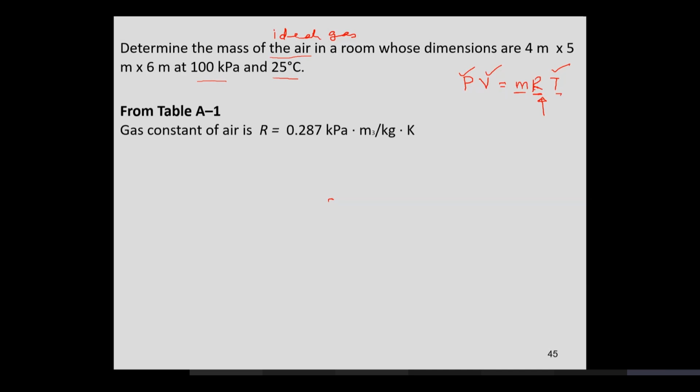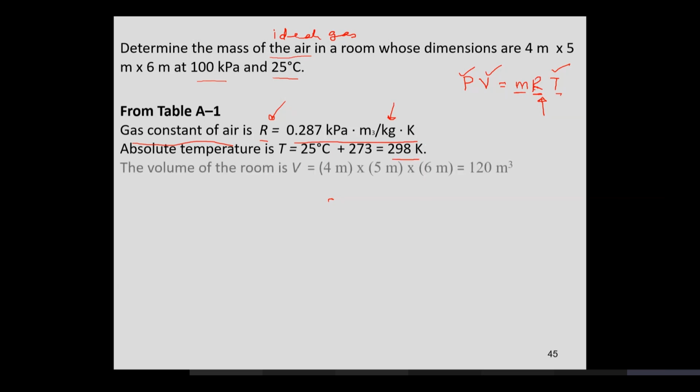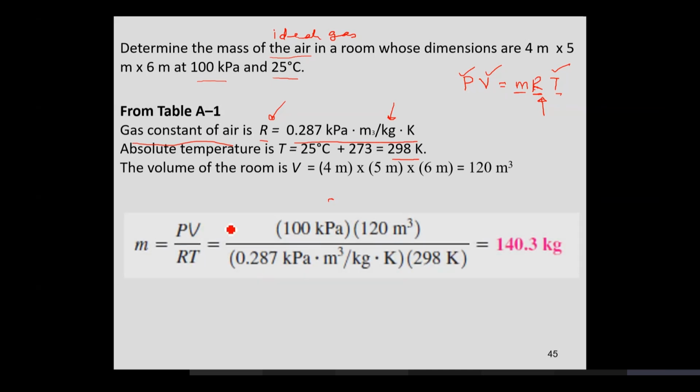So table A1, you would go and find out the gas constant of air, which is R equals 0.287 kilopascal meter cube per kg per Kelvin. Why are you taking it in kg? Because you are taking the specific gas constant for air. So now the absolute temperature is 25 plus 273, which is 298 kelvins, and the volume is just the multiplication of the three dimensions, and the pressure is 100 kilopascal. Once you solve this, you will find out that the mass of the air within the room is about 140 kgs. Clear enough?